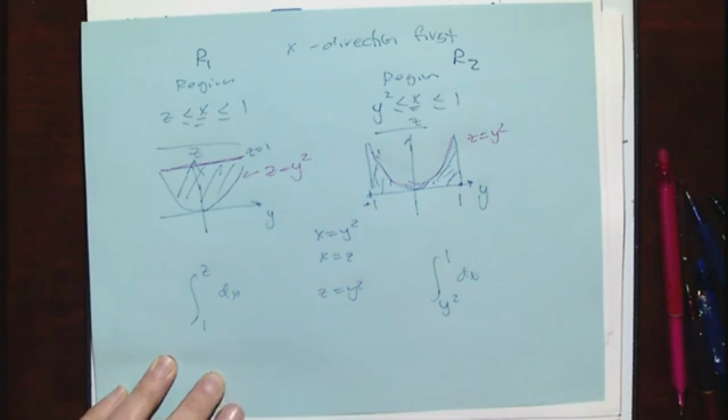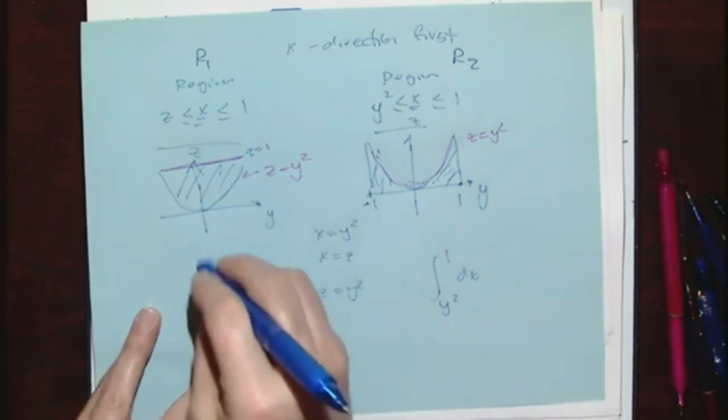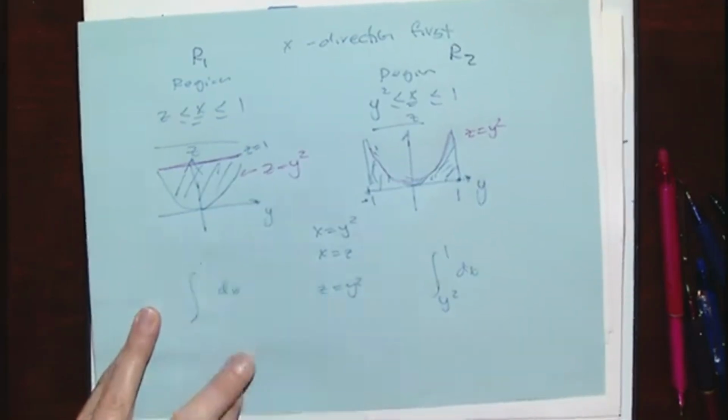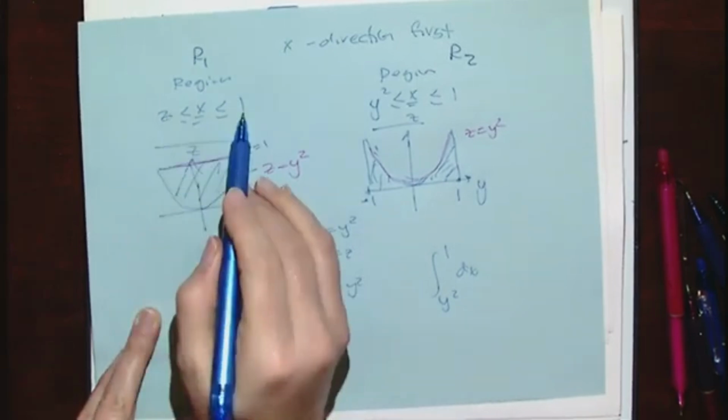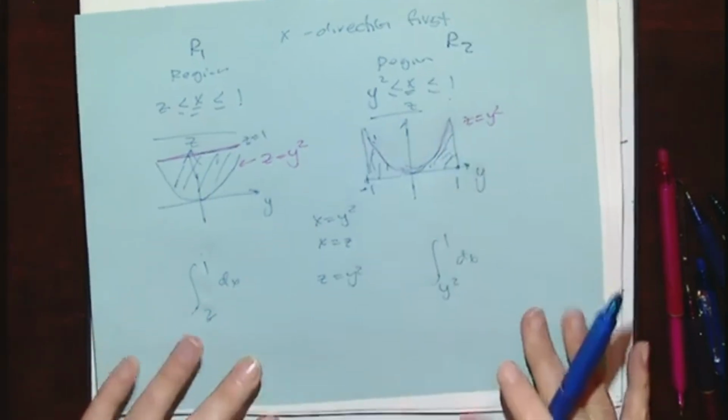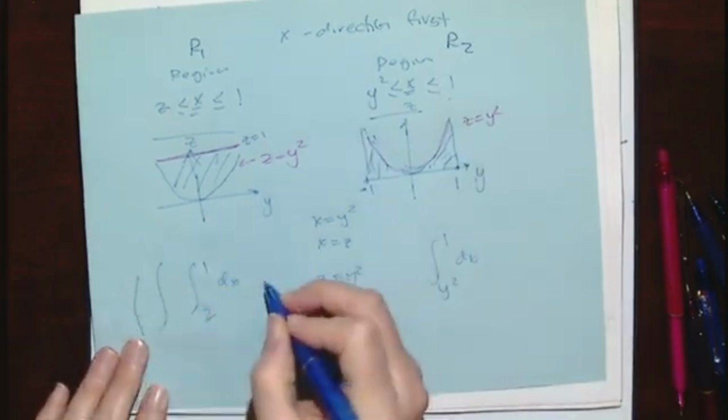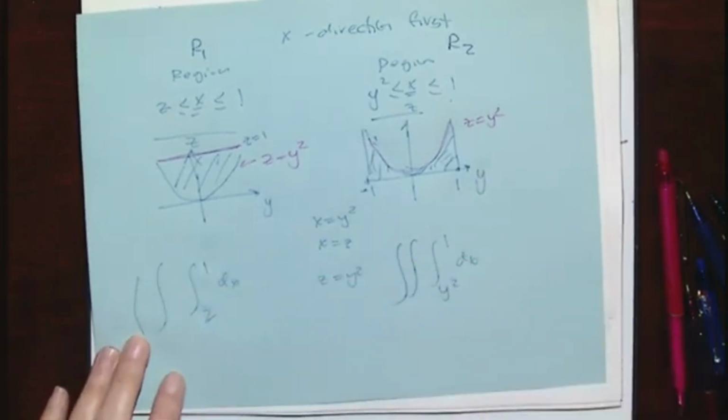How did I? No, I didn't switch. I'm good. Except I switched this too. I did switch. Z to 1. Z to 1. Y squared to 1. The most inner. Now let's set up the double outside.